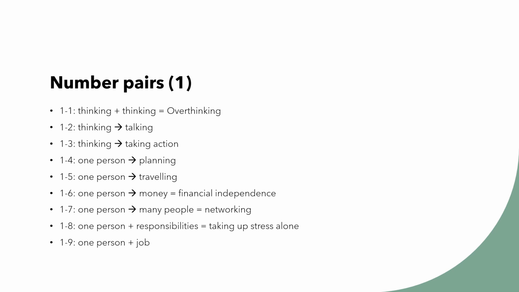1 9, finally, it is 1 person with job and career. So this person tends to want to do things by himself, on his own. He wants to work on jobs or careers that allow him to function alone and less in a team. So next, what we're going to do is we're going to look at a specific example and see how we can apply these number pairs.